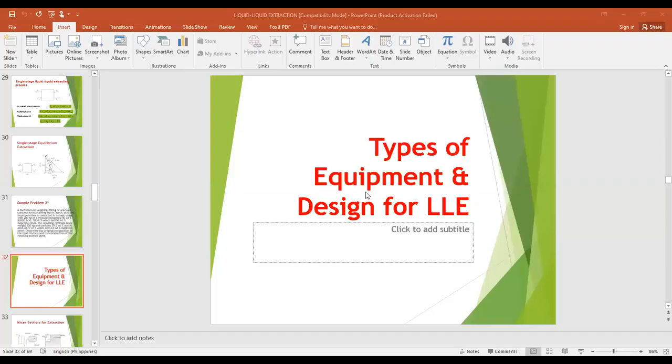So now our next goal for this afternoon is in the types of equipment for liquid-liquid extraction. The primary goal, yes? You don't see the screen. Wait, wait. You see it? Yes, Miss. Okay na, Miss.